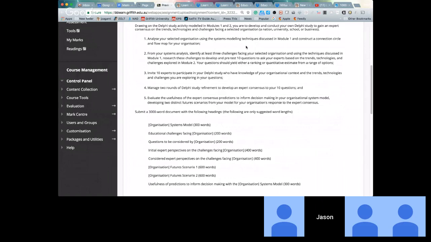So if you decide to do it on a country basis, or a system-wide basis, or an individual school basis, or an individual classroom basis, that's all fine. But you do need to construct a system model looking at all the different aspects that might interact with that organization. So who's got some ideas on what sort of things could interact with a classroom model? What other elements of a system would interact?